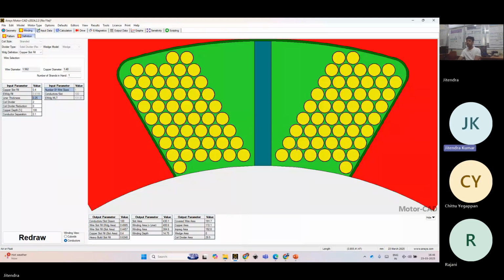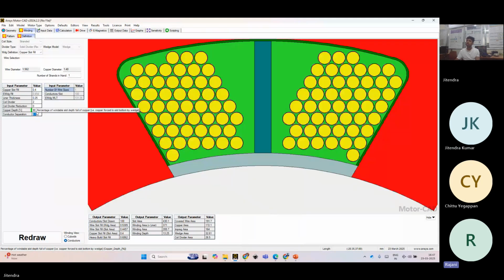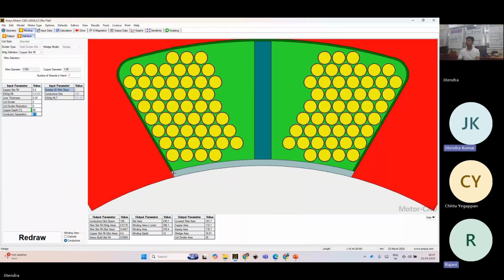So have you provided such a divider? No, I never. Actually, whenever I start some design, the divider will come. But what I used to do is put the divider as 0, and instead of 100% copper depth, I go for 95%. If you put 90, it will go a little bit backside. Yes, sir, 95.